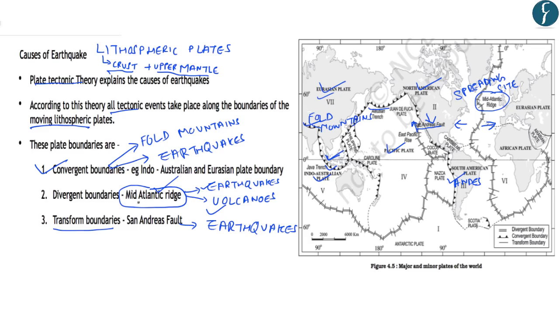The example of divergent plate boundary is the Mid-Atlantic Ridge, and it is also associated with earthquakes and volcanoes. Further, we learned that there is a third type of boundary which is called the transform boundary, where the plates slide past each other, and this has been shown by these arrows. And this is also associated with earthquakes. However, it is not associated with fold mountains or the volcanoes.